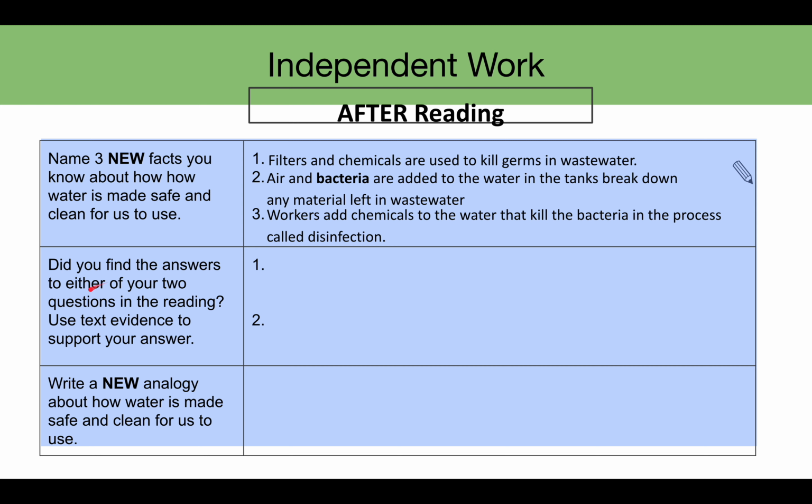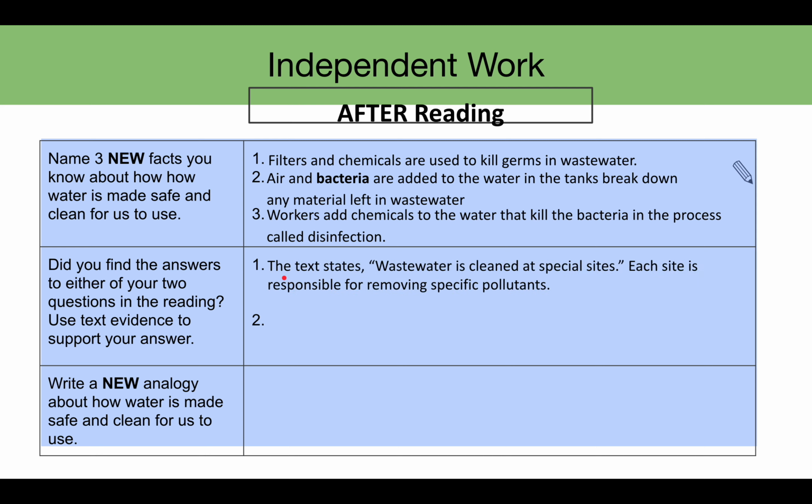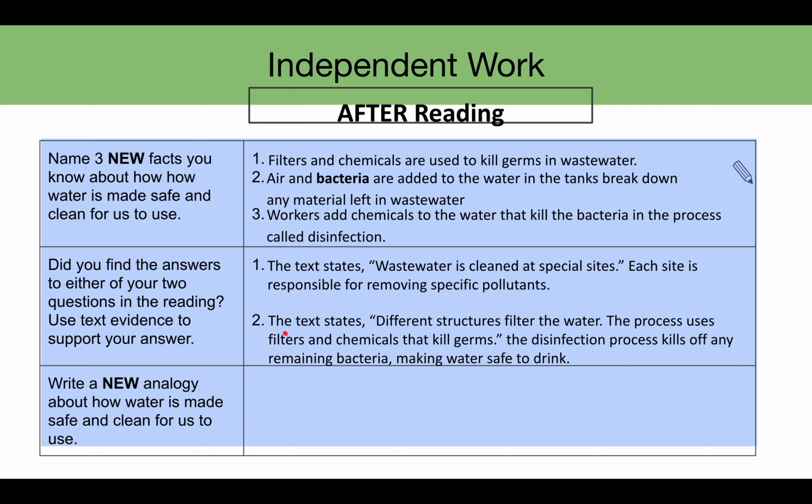Did you find the answers to either of your 2 questions in the reading? Use text evidence to support your answer. Well, the text states, wastewater is cleaned at special sites. Each site is responsible for removing specific pollutants. 2. The text states, different structures filter the water. The process uses filters and chemicals that kill germs. The disinfection process kills off any remaining bacteria, making water safe to drink.